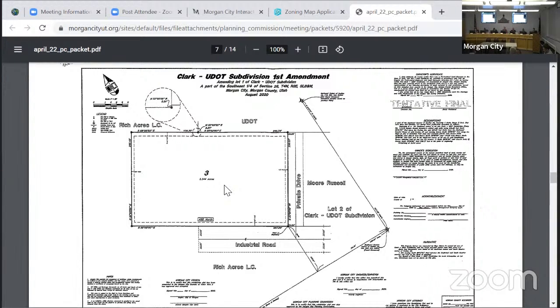So where did that acre come from? Because this around here says Rich Acres LC. Is that you, the landowner, Rich Acres LC? No, that's the Clark Dairy Farm. Okay.